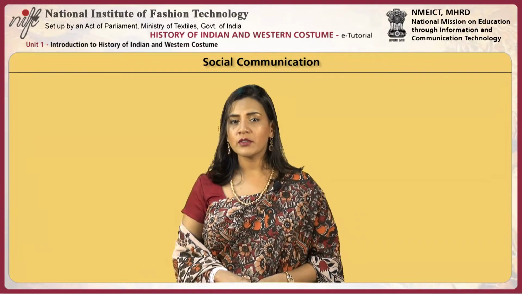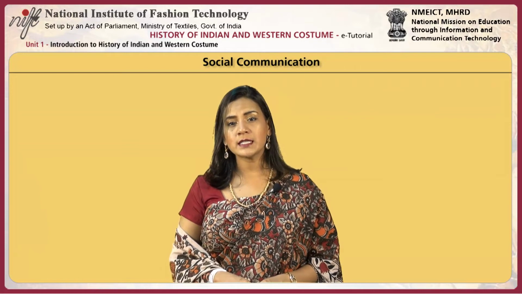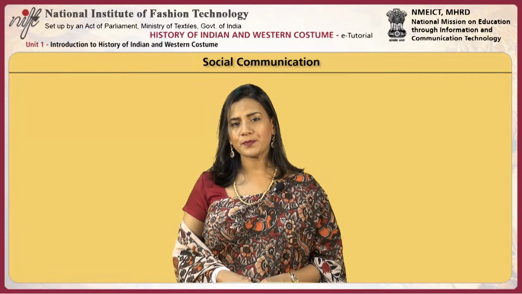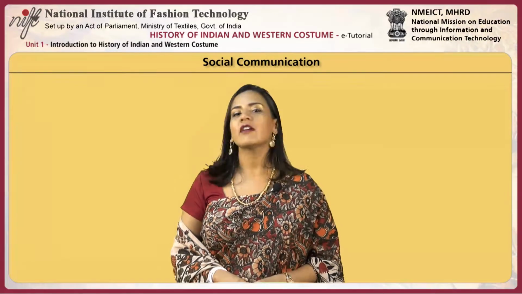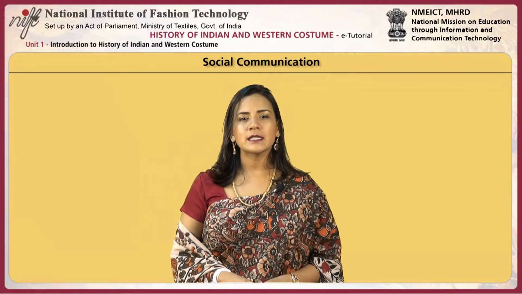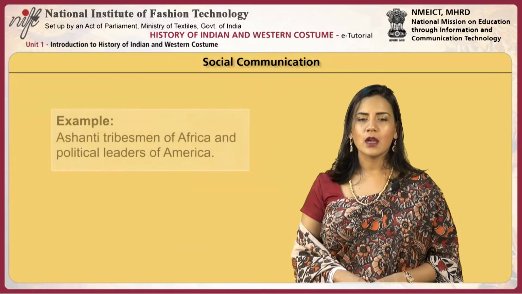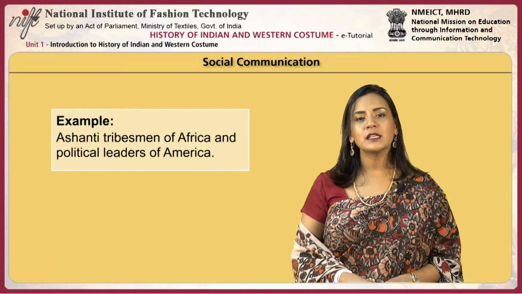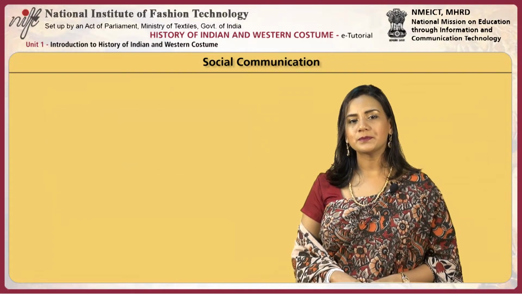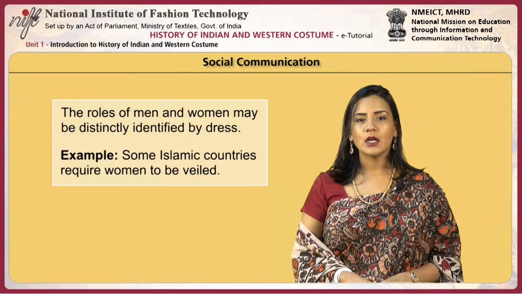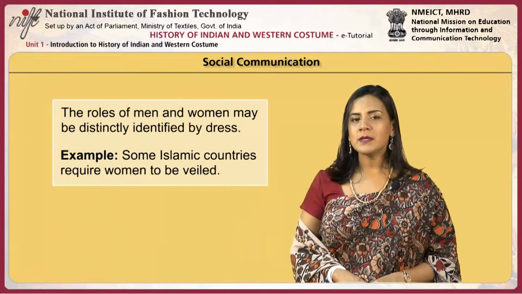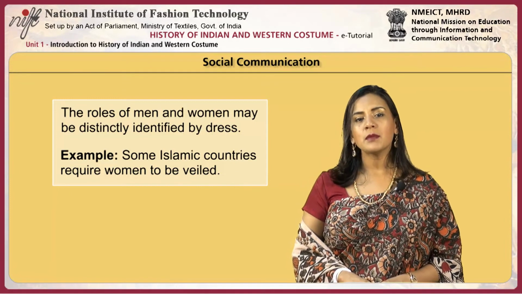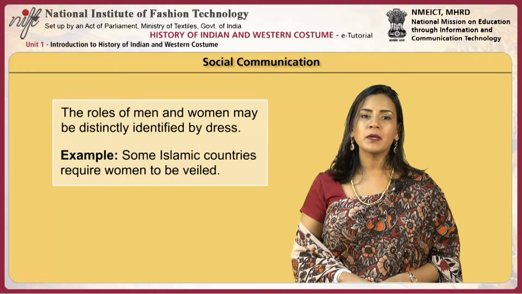It tells the observer about the organization of society in which it is worn, as well as the social stratification. It indicates if there are economic classes or a classless society. For example, Ashanti tribesmen of Africa and political leaders of America. The roles of men and women may be distinctly identified by dress. For example, some Islamic countries require women to be veiled.